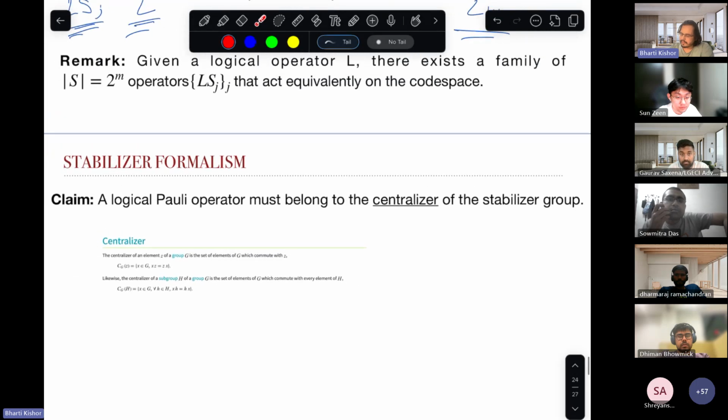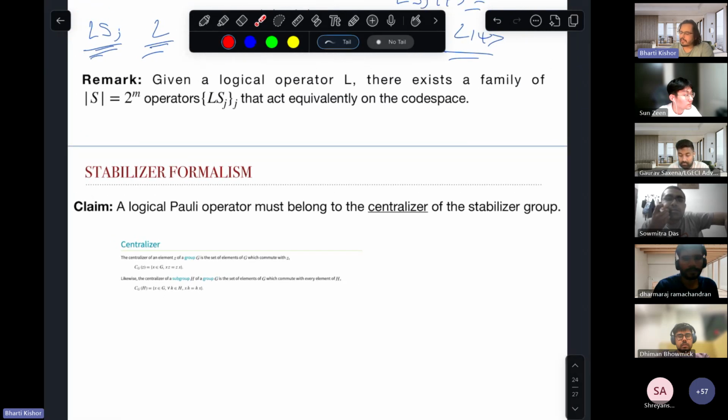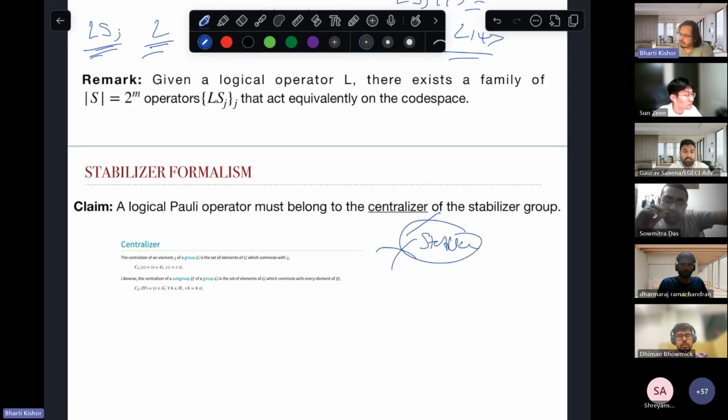So basically, there is this claim that a logical operator must belong to the centralizer of the stabilizer group. That is correct, but actually one should say it should be in the centralizer, but it should not be in the stabilizer. So what do we mean by centralizer?